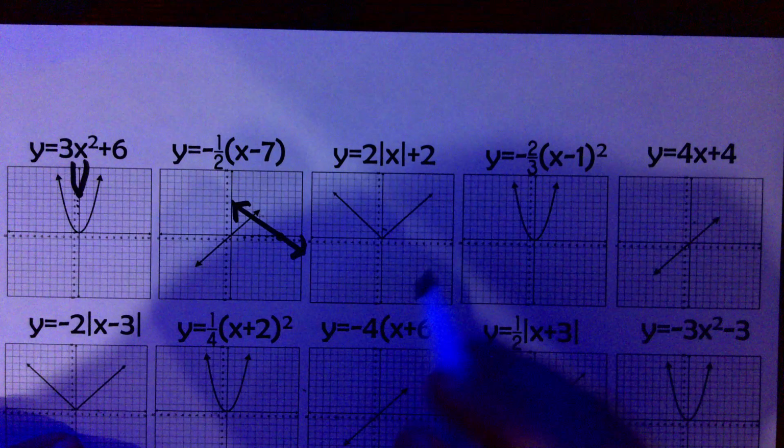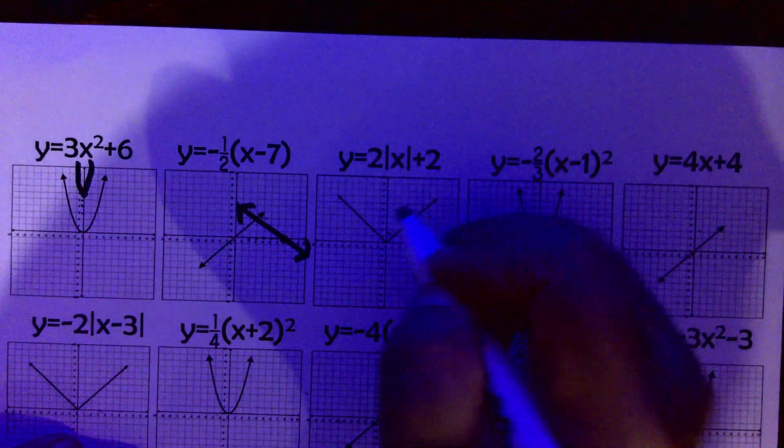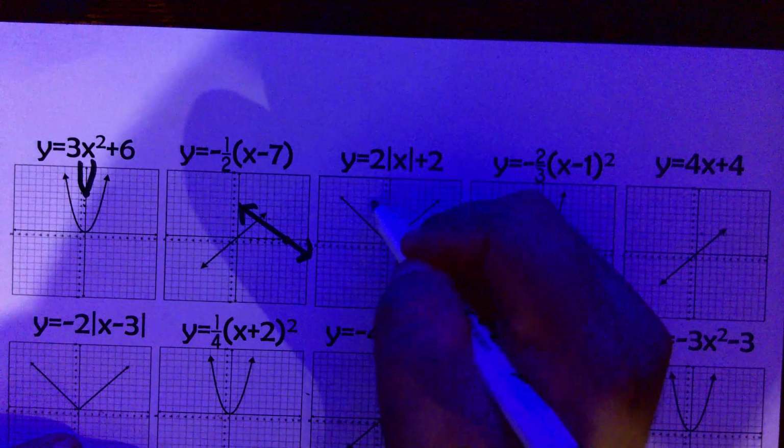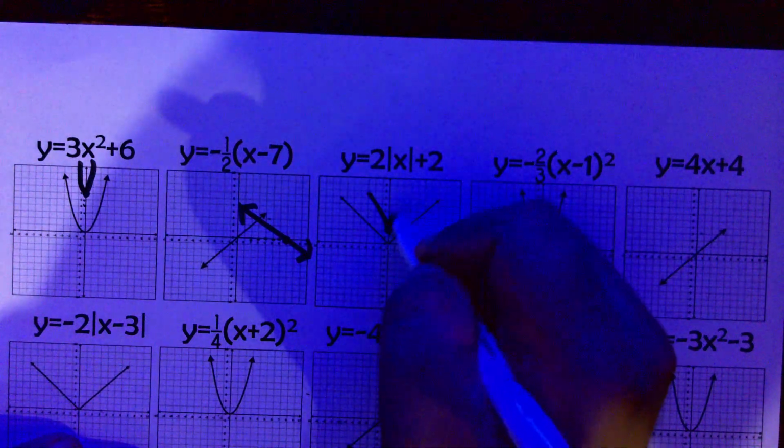Okay. Next guy, plus 2 moves up 2. 1, 2. The 2 in front means it's going to be a skinnier V shape, like that.